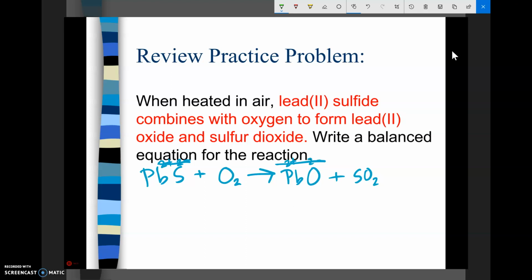And now we're going to go ahead and balance this. So when we balance this one, we're going to get Pb is 1 and 1. Sulfur is 1 and 1. Our oxygen, notice we have 2 and 4.